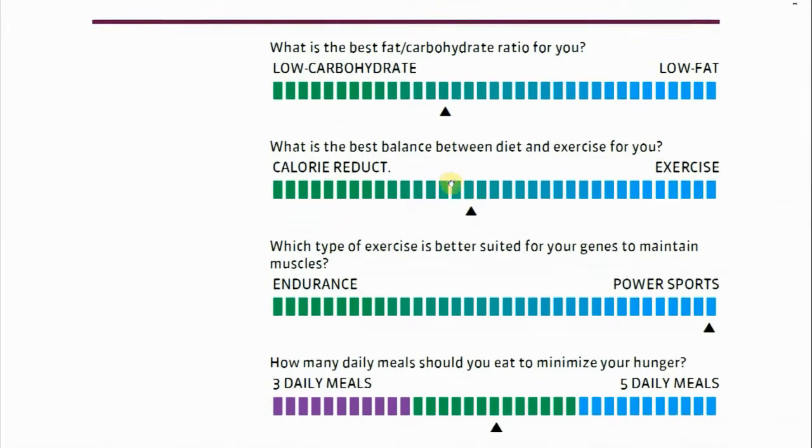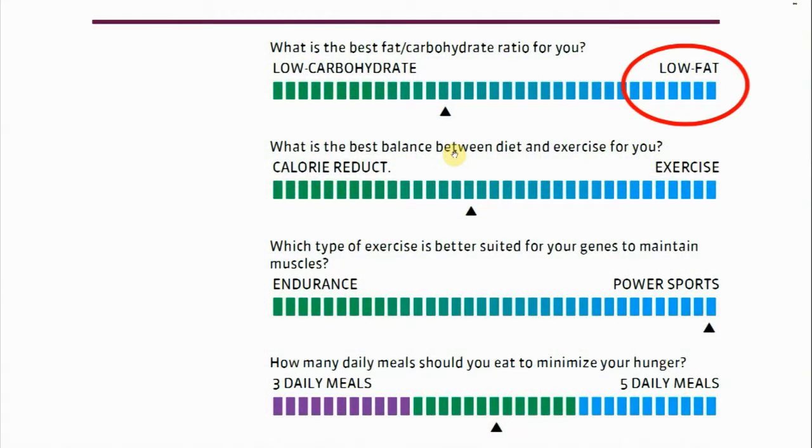Now the first question is, what is the best fat to carbohydrate ratio for you? If you're fat sensitive and carbohydrate unsensitive, it means you should eat less fat and more carbohydrates, which is okay, because there might be a lot of things with carbohydrates that you like, so you can eat more of those, and you just have to eat less of the fatty stuff that you like. If it's the other way around, fat unsensitive and carbohydrate sensitive, you reverse the thing that you eat.